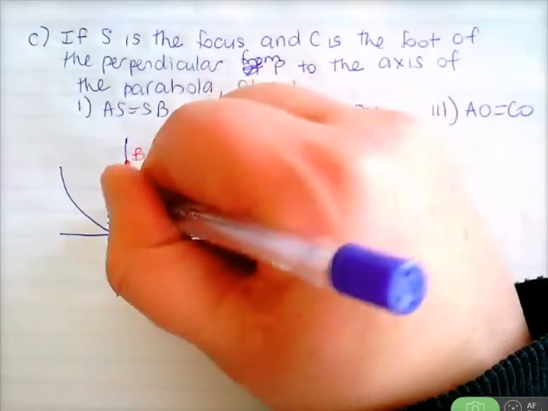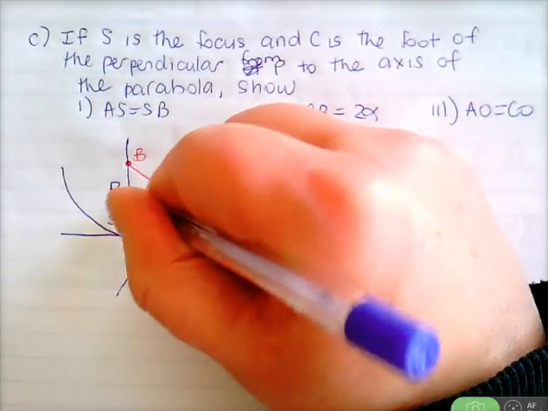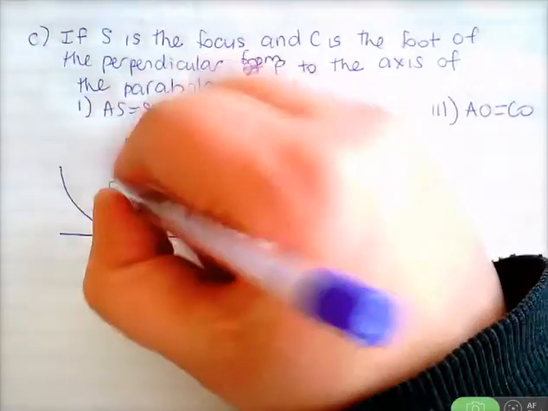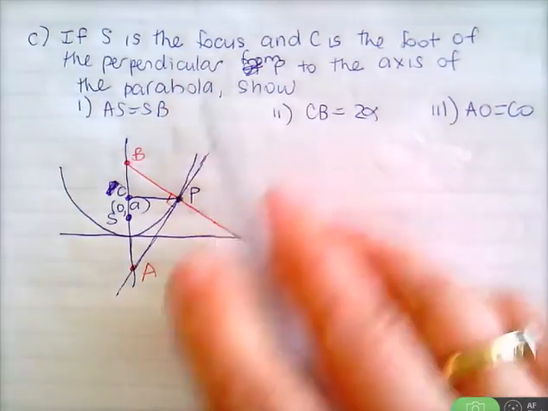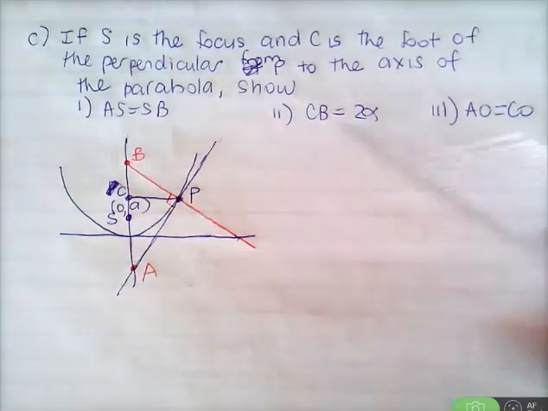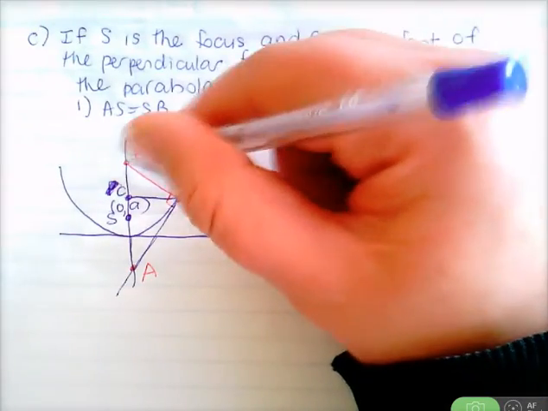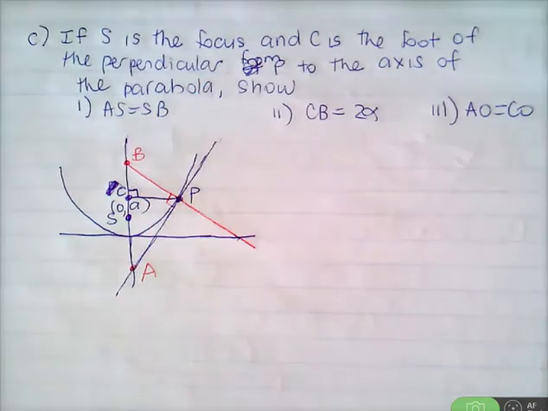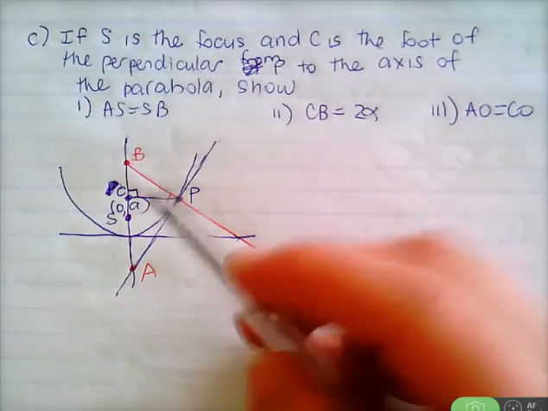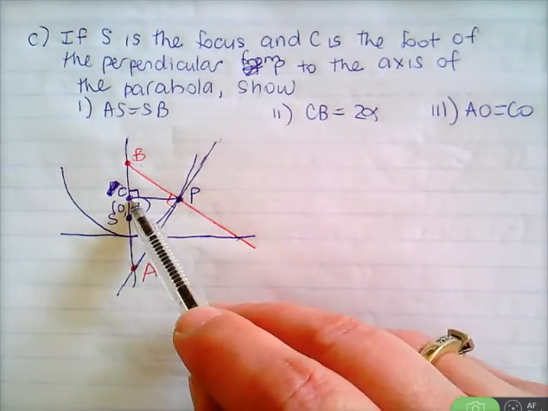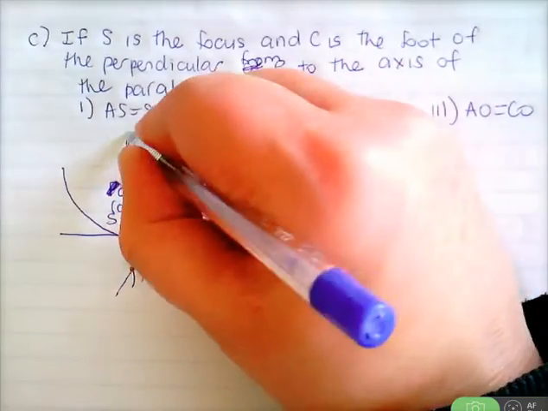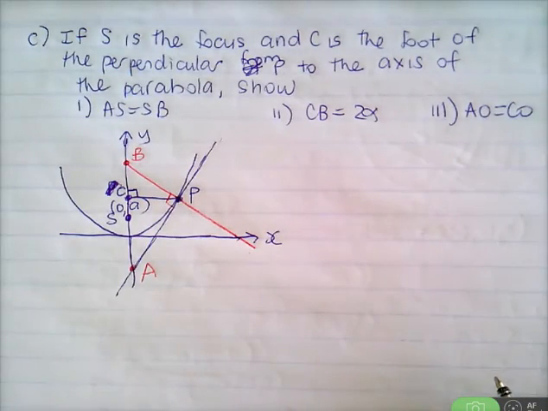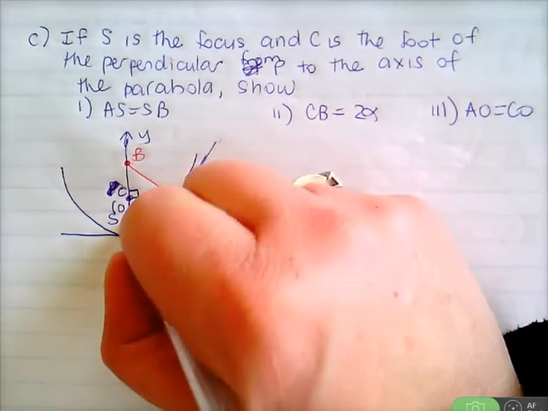All right, P's here. There's P. C, sorry, is the foot of the perpendicular from P to the axis. Well, it's not this. That's the normal. C is this. The foot of the perpendicular line drawn from P to the axis of the parabola. It's that. Definitely that. And S is down here.